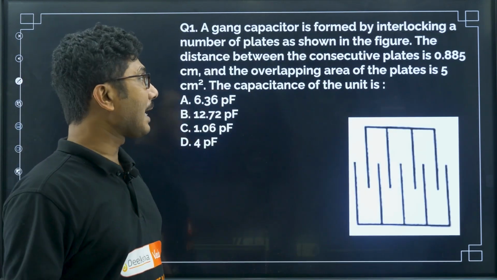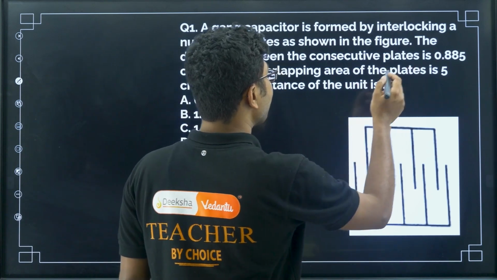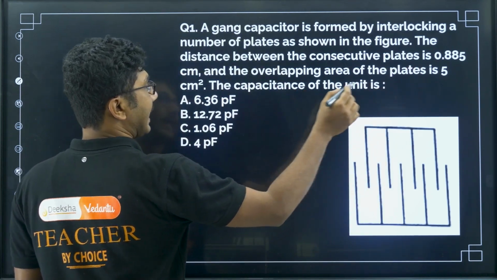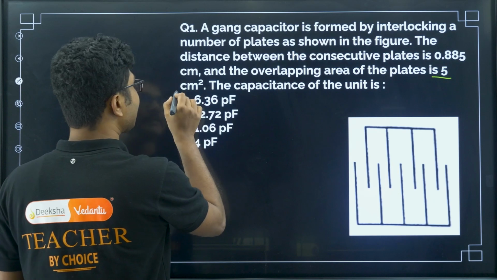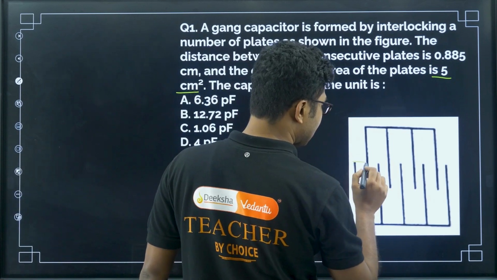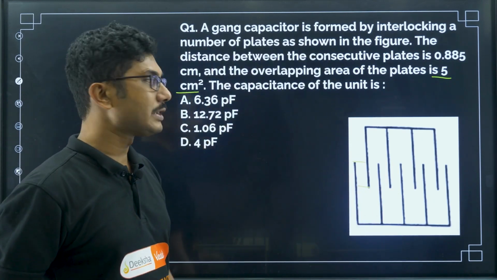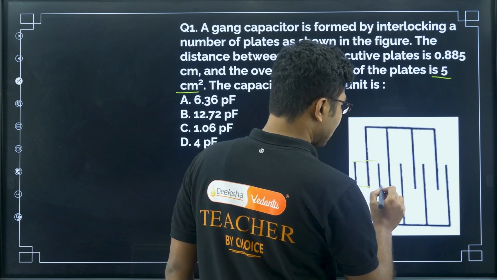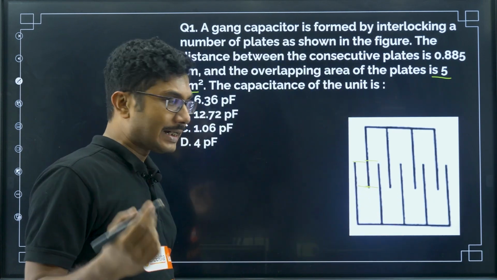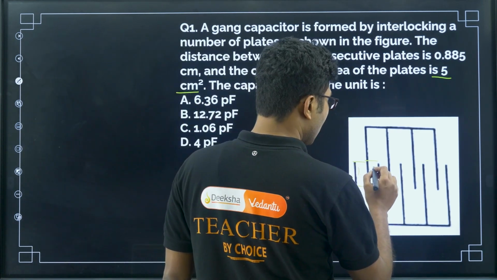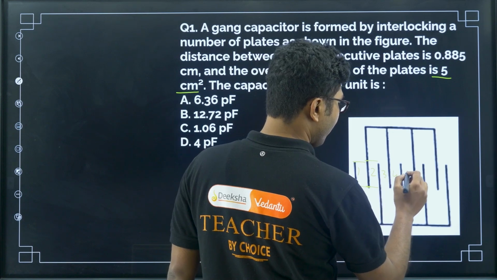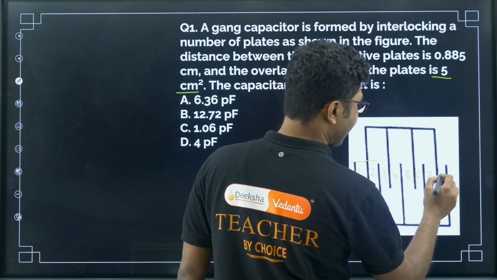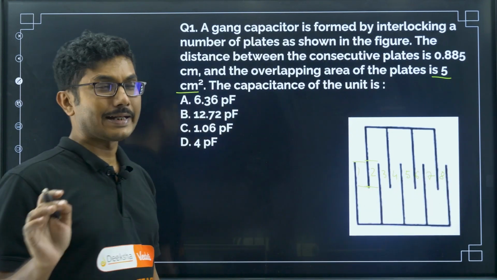So this is a gang capacitor, and they have said that the overlapping area is 5 centimeter square. Overlapping area means this is the overlapping area, and a gang capacitor works only when there is an overlap. Now let us count how many capacitors are there. 1, 2, 3, 4, 5, 6, 7, 8. So you can see there are 8 capacitors.